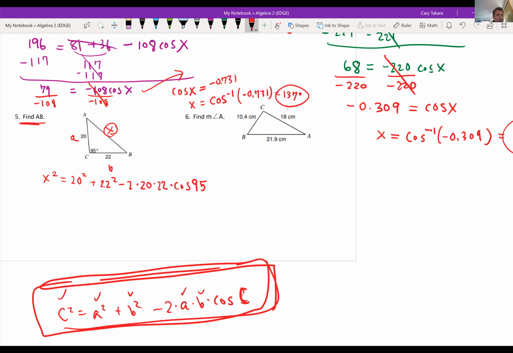Okay. So to find the other side, it's a little bit easier than finding the angle, isn't it? You just need to type that in the calculator and then you will get x squared equals, let's take a look, 20 squared plus 22 cosine of 95. I get 960.697.